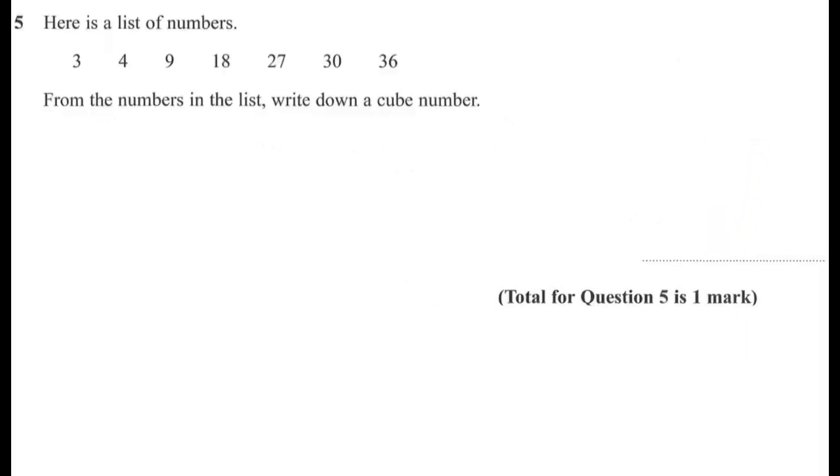Question 5. Here is a list of numbers. 3, 4, 9, 18, 27, 30, 36. From the numbers in the list, write down a cube number. Well, from the list it is 27, because 3 times 3 times 3 is equal to 27. So the answer is 27.